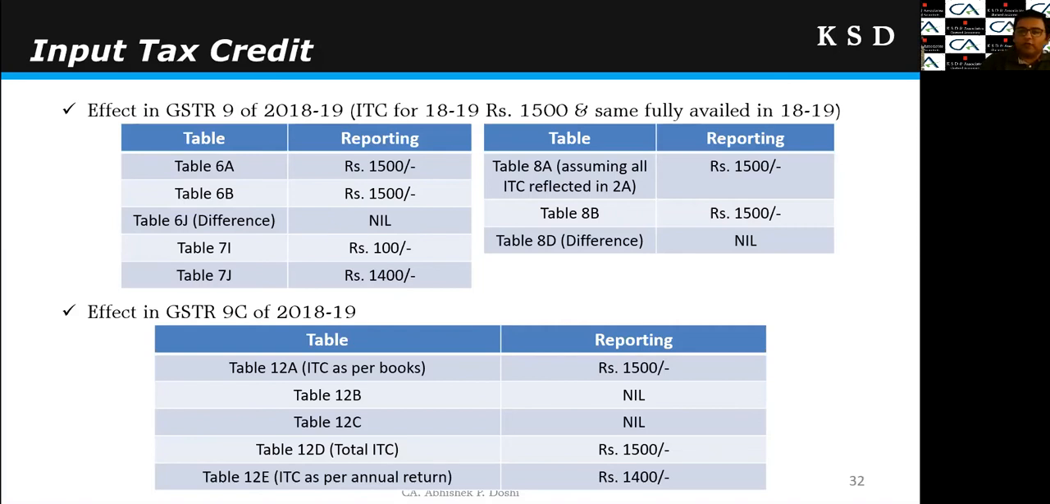So the result would be ITC as per books of account 1500, but ITC as per annual return would be 1400. See here, there will be 100 rupees of unreconciled ITC, right? But I need to make proper disclosure in the notes on why there is a difference of 100 rupees, right? And there is no scope for reporting reversal of ITC in 12B or 12C. So there is a difference of 100 rupees in table 12 of the GSTR 9C, right?